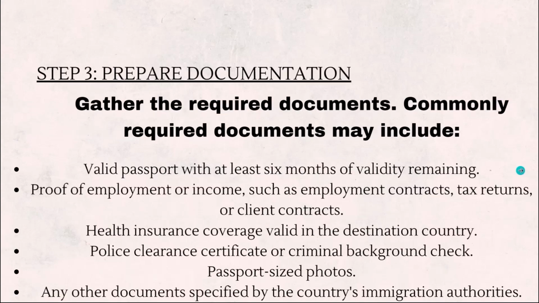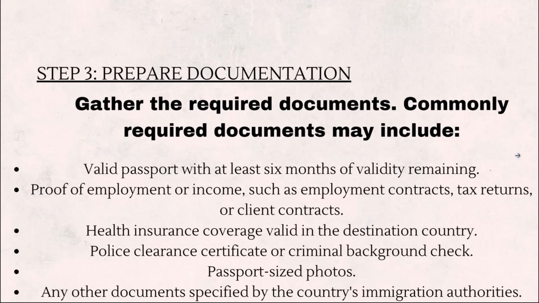In step 3, what you have to do is prepare the documentation required for applying for the Digital Nomad visa. So gather the required documents. Commonly required documents may include a passport with at least 6 months of validity remaining, proof of employment or income such as employment contracts, tax returns or client contracts. You may also have to add health insurance coverage valid in the destination country, police clearance certification or criminal background check, and passport size photos and any other documents required by the immigration authorities if they need so.